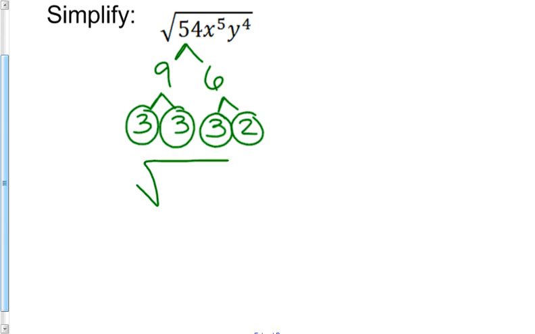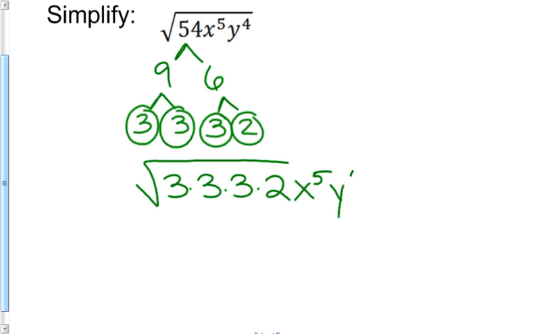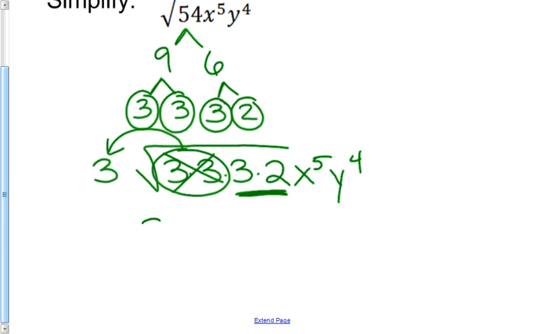So now we've got the square root of 3 times 3 times 3 times 2, x to the 5th, y to the 4th. We're looking for groups of 2. I've got a pair of 3s. I can pull that outside. Since these guys are 2 different numbers, I cannot pair them up. So they have to stay inside. So I've got 3, I'm going to go ahead and multiply them back together to get 6. Okay. And then I've got x to the 5th, y to the 4th.